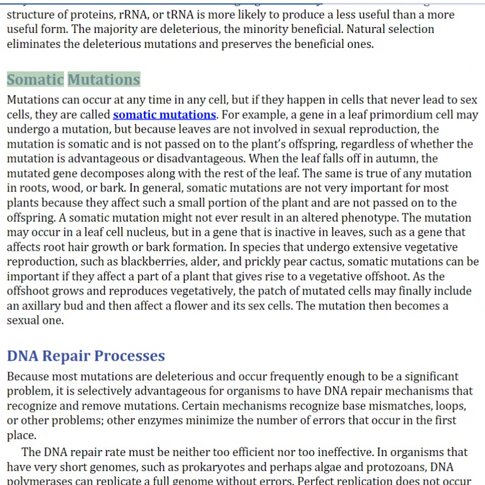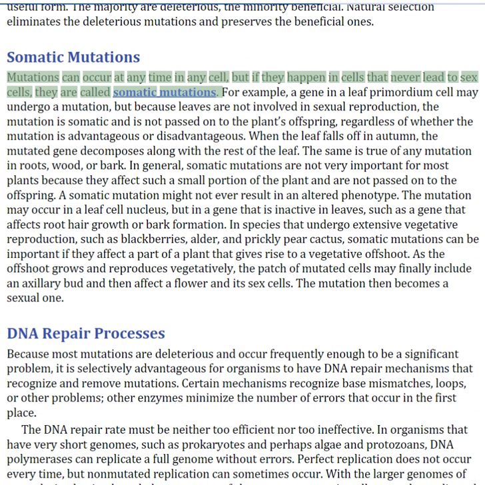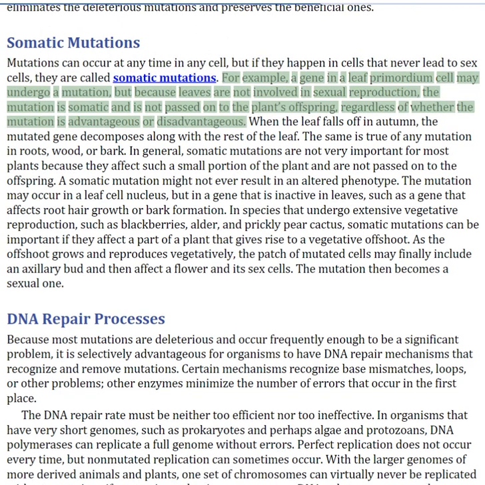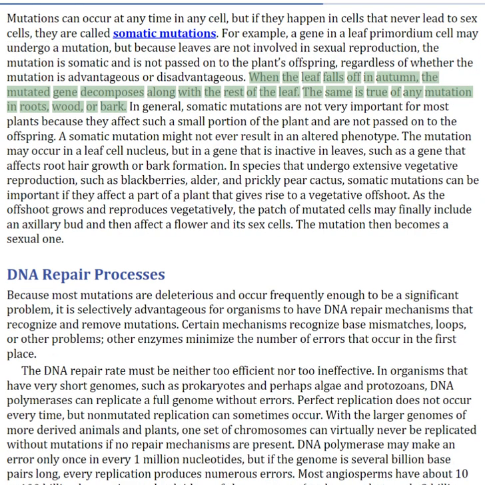Somatic mutations. Mutations can occur at any time in any cell, but if they happen in cells that never lead to sex cells, they are called somatic mutations. For example, a gene in a leaf primordium cell may undergo a mutation, but because leaves are not involved in sexual reproduction, the mutation is somatic and is not passed on to the plant's offspring, regardless of whether the mutation is advantageous or disadvantageous. When the leaf falls off in autumn, the mutated gene decomposes along with the rest of the leaf. The same is true of any mutation in roots, wood, or bark.